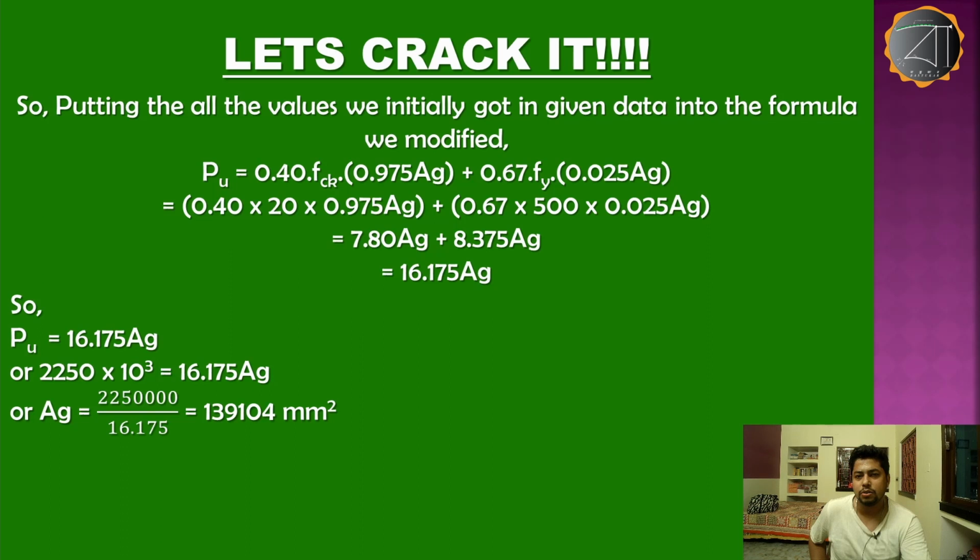So putting all the values we initially got in the given data into the formula we modified, we get something like this. And if we just calculate, it will come as Pu equals 16.175 Ag, where Ag is the gross cross sectional area. So we know the value of Pu, and we can put it into the equation and calculate Ag, the gross cross sectional area required. It is coming about 139104 mm square.